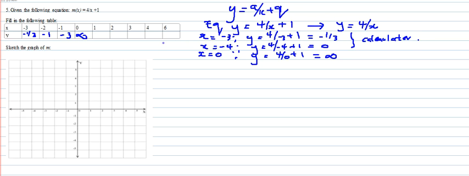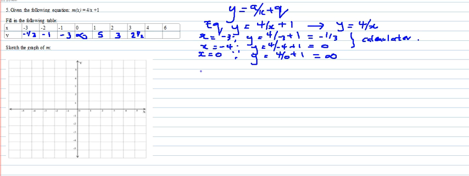Continuing, when x is equal to 1, y is equal to 5. When x is equal to 2, y is equal to 3. When x is equal to 3, y is equal to 2.5. Right, so we have a spread of values in order to draw our sketch. So let's plot these values.